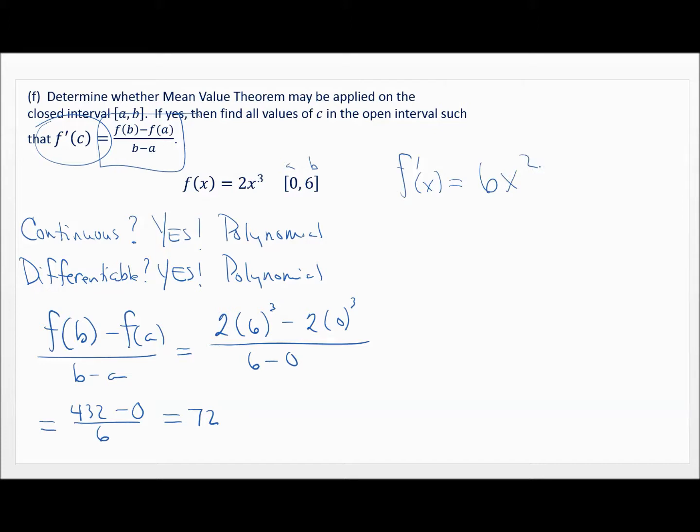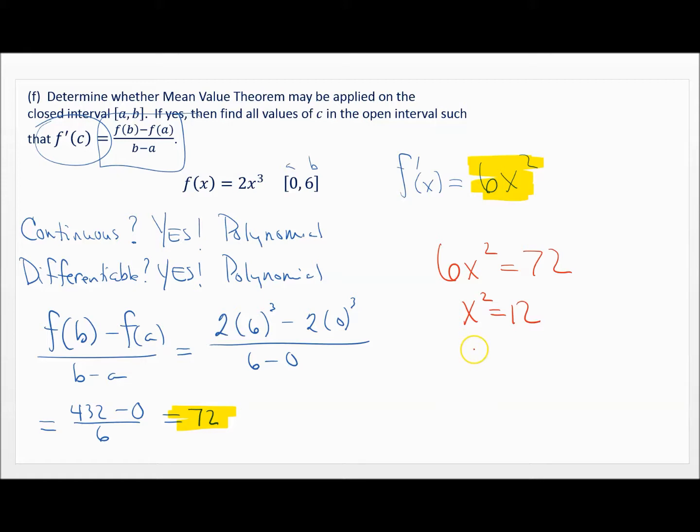Now to find c, that's my last step. I've done the right, I've done the left, no particular order. I set them equal to each other. So I set 72 equal to the derivative and solve that equation. Okay, so I have 6x squared is equal to 72. Divide both sides by 6 to get 12. Okay, and then I take the square root of both sides.